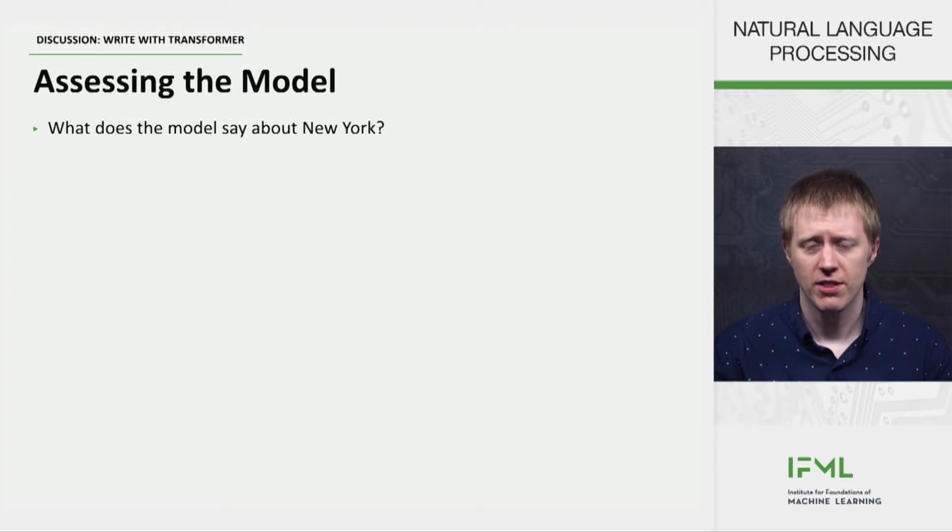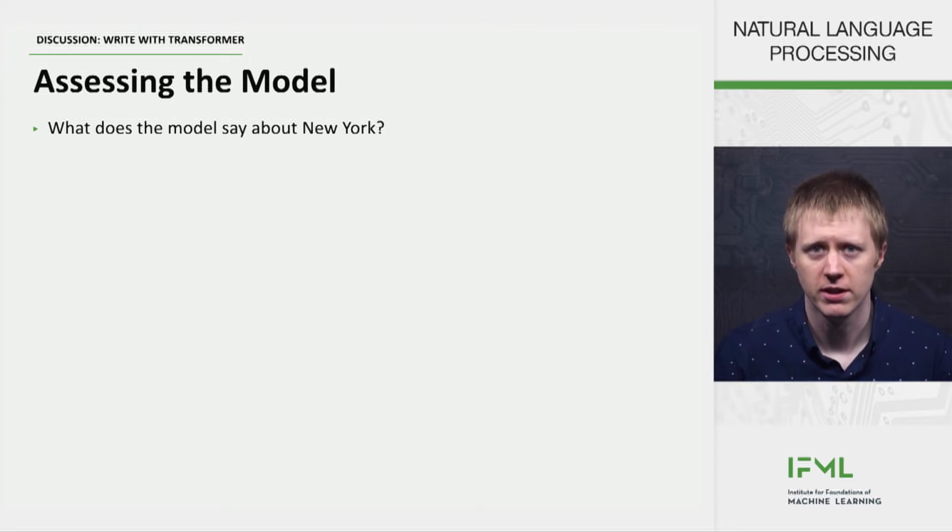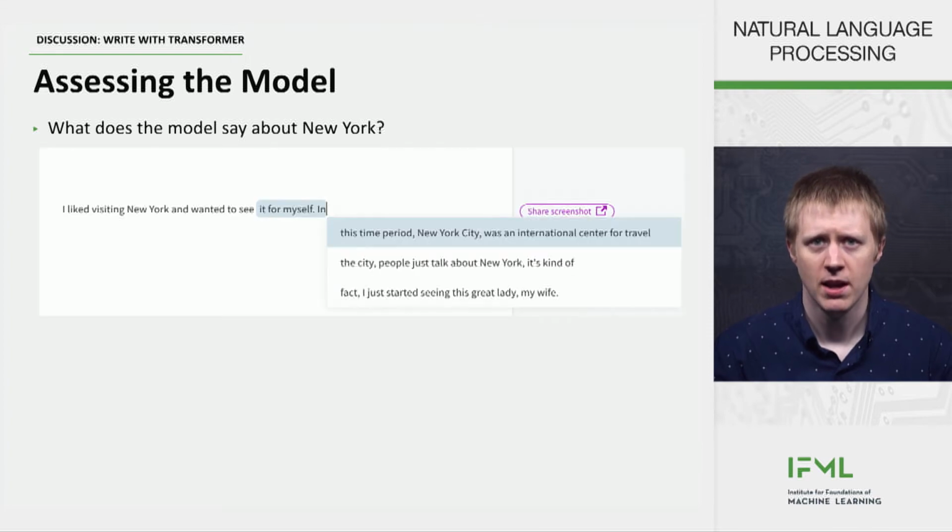So the first thing we're going to look at is I tried some examples about New York, trying to see whether it knows stuff about this specific city. So I typed in, "I liked visiting New York and wanted to see blank." And so it first completed it for myself in, and then here are the completions that we see after that. "In this time period, New York City was an international center for travel." Okay, it's a little bit weird, but that's also probably true, right?